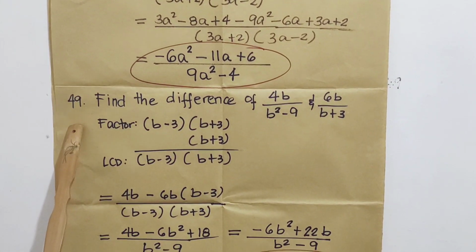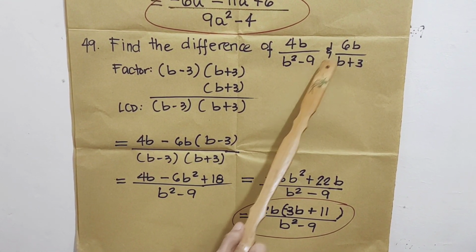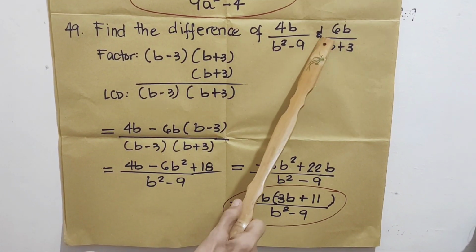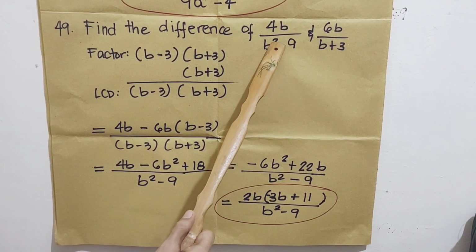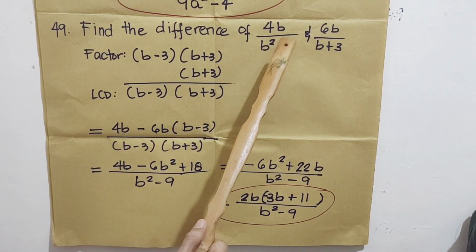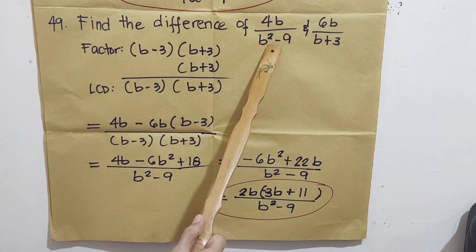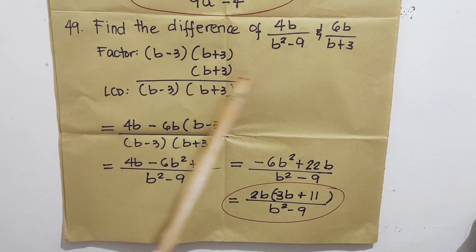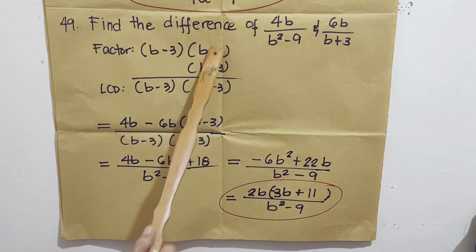The next, number 49. Find the difference of 4b over b squared negative 9 and 6b over b plus 3. Difference means subtraction, so we will change this into subtraction here, the symbol. But in our denominator, b squared negative 9 and b plus 3, this one is complicated, so what we're gonna do is just find first the factor of this denominator. So the factor of this is b minus 3, then b plus 3, and copy this b plus 3, right aligned with the same binomial.